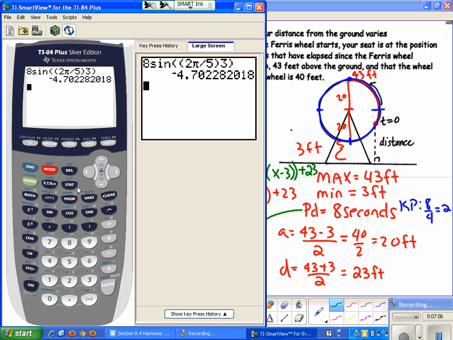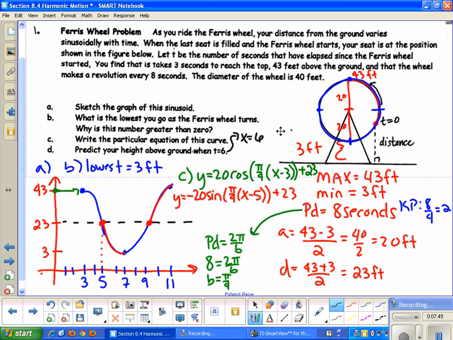So we have 20. I'm going to use the cosine equation. So 20 times the cosine of pi over 4 times, and we're plugging in 6 for our t or x, so 6 minus 3, because that was my phase shift. Don't forget to close your parentheses, and then plus 23. So when I do that, I get 8.857 feet, so 8.86 feet.